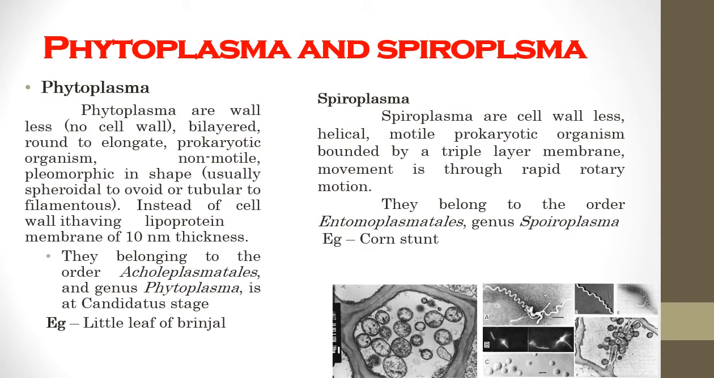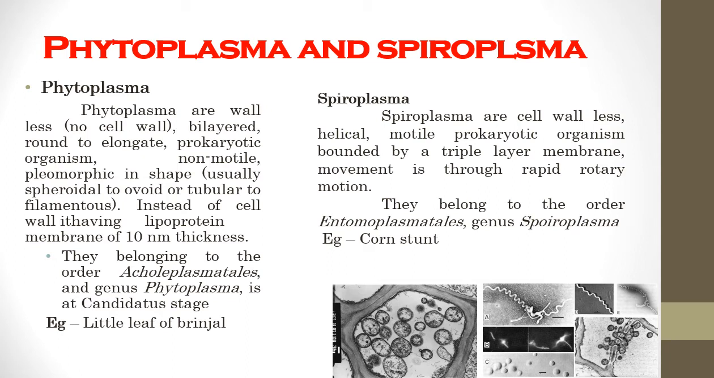The next one is Phytoplasma and Spiroplasma. Phytoplasmas are wall-less. They contain no cell wall, and are bilayered, round, elongate, prokaryotic organisms. So Phytoplasma doesn't contain any cell wall. It is a bilayered structure. The Phytoplasma contains both DNA and RNA as genetic material. It mostly belongs to the order Acholeplasmatales. The best example for a Phytoplasmal disease is little leaf of brinjal.